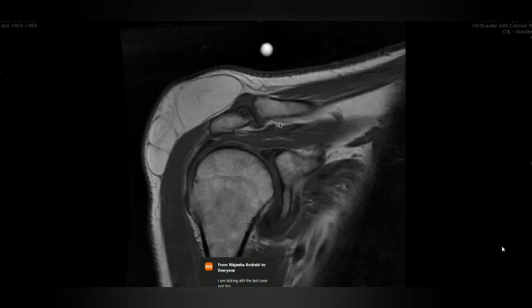Okay. Some sclerosis along the acromion. Some hypointensity along the acromion side, at the acromioclavicular joint. What is this? Just say what it is, Sarah, if you know what it is. It's sclerosis. It's not sclerosis.